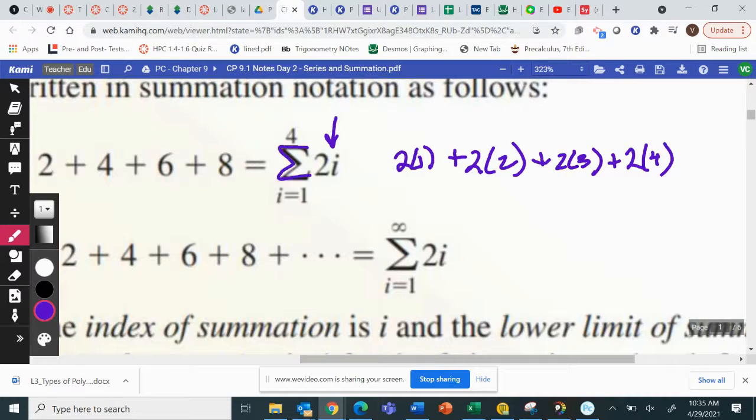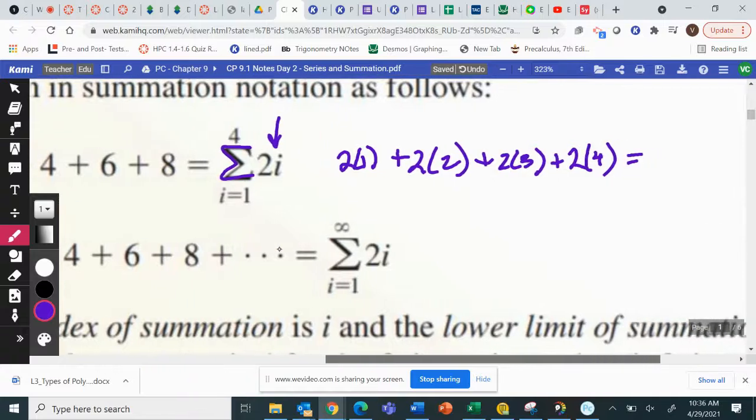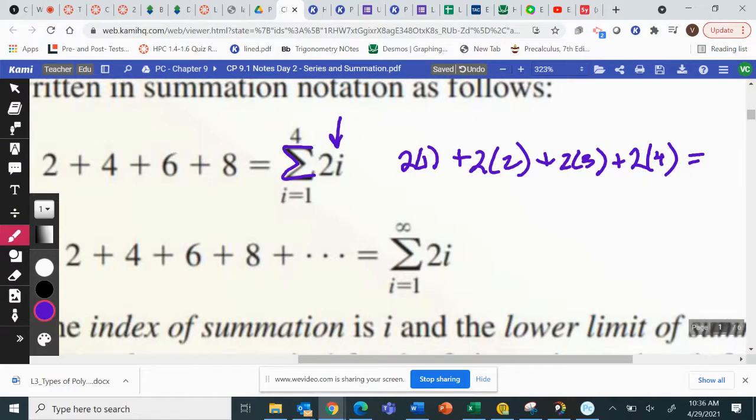It says add, plugging in 1 through plugging in 4 into this A sub n or I sub n formula. And then that answer will be the series. And this one here says the exact same thing, except we're plugging in 1, and then 2, and then 3, and we keep plugging in numbers all the way to infinity. And eventually that's going to equal infinity because it's just going to be adding bigger and bigger and bigger numbers.